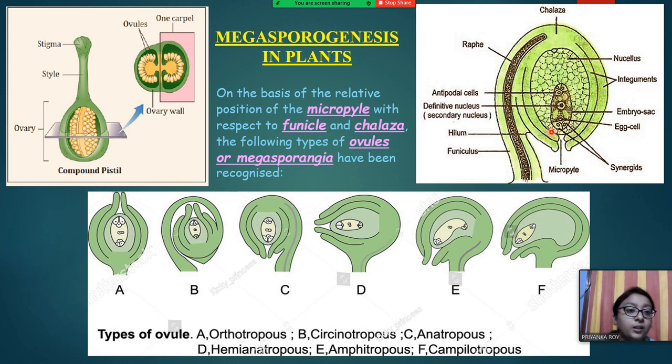Here you can see a number of cells which form the embryo sac in females. First are the antipodal cells, 3 over here, then the definitive nucleus here, and here 2 synergids and 1 egg cell are present. The hilum is the connection over here, and the funiculus is the attachment of this entire structure to the placenta. According to that, the ovules are classified into the following types.